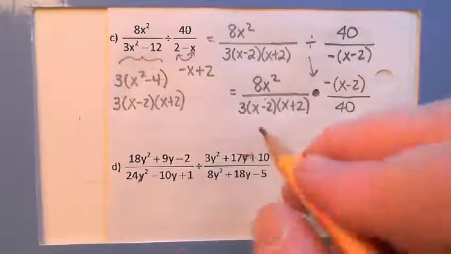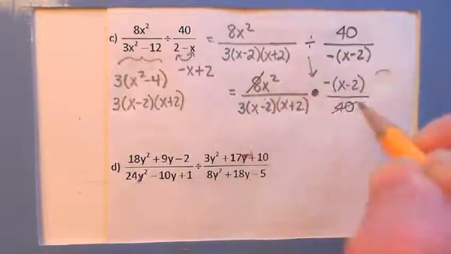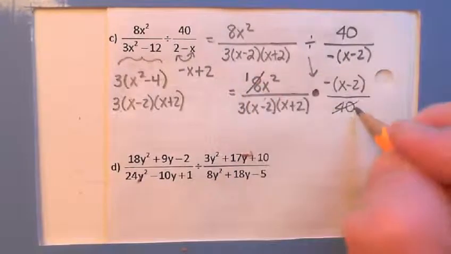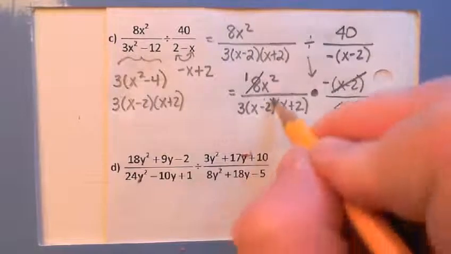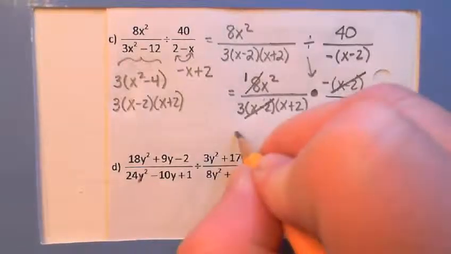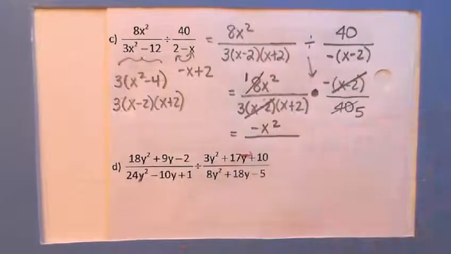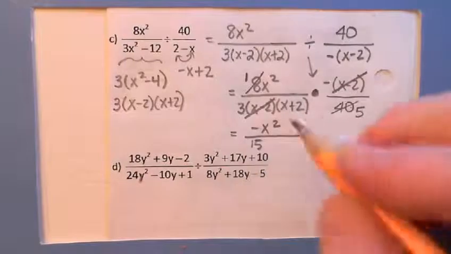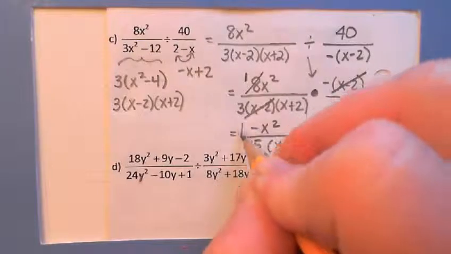Alright, so now we're going to cancel. I noticed that 40 cancels with 8 because 8 goes into 40. 8 goes into 8 one time, 8 goes into 40 5 times. I also can cancel the x minus 2. And I believe that's all we can do. So on the top, I'm going to get negative x squared. And on the bottom, I have 3 times 5 is 15, and I also have x plus 2. So that is my answer.